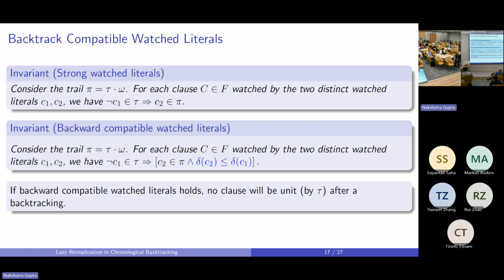But this gives us a really nice guarantee that we actually have naturally non-chronological backtracking that is what we call backtrack compatible watch literals. So if you make sure that the satisfied literal is lower than the falsified literal, then you are sure that when you backtrack, either you backtrack the two of them, or you just backtrack the falsified literal and the clause is still satisfied. And so we will not miss any implications.